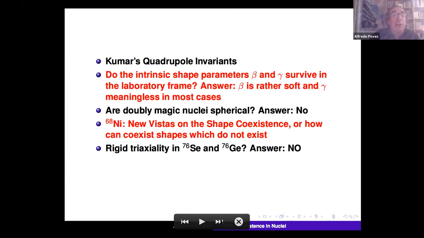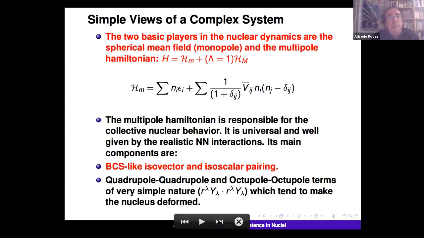Then I will play with semantics to tell you that double magic nuclei are not spherical. And I will come back to nickel 68 to give you a new vista on shape coexistence, and how shapes which do not exist can coexist. And I will touch the point of rigid triaxiality in germanium and selenium 76. And the answer is that rigid is not terribly rigid. You will see.